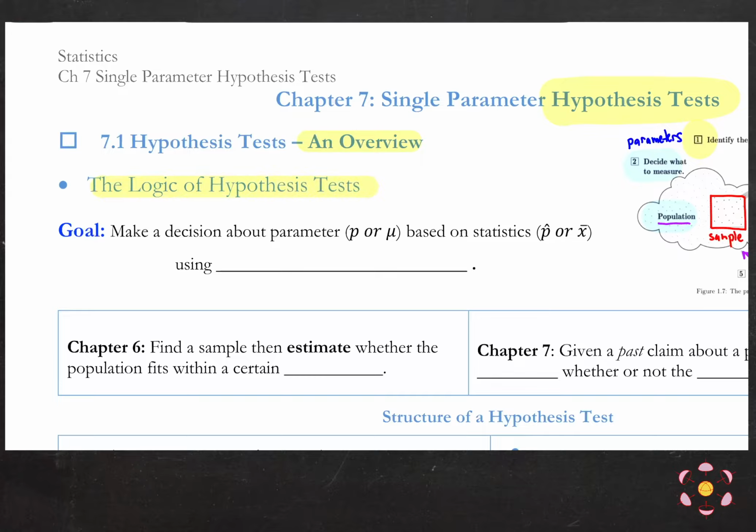So here we go. What is our goal? Our goal is to make a decision about a parameter based on statistics. In this chapter, we're going to look at the two parameters, proportion and the mean. This is the same thing we did in the last chapter. And we are going to be using probability theory, which is where we use the sampling distribution theory.